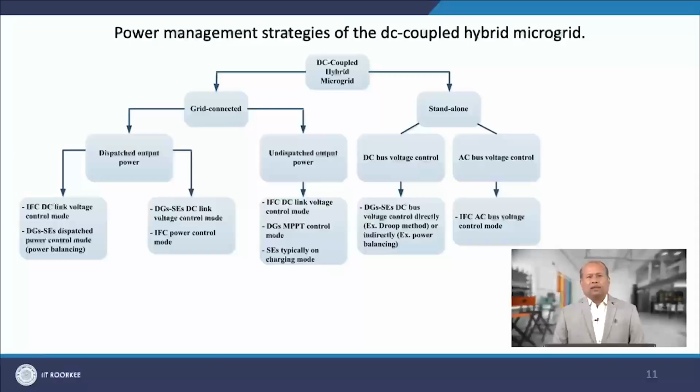The power management strategies in DC coupled hybrid microgrid are generally categorized based on operating modes such as grid connected and islanded mode. During islanded mode, the DC coupled microgrid operates in two scenarios which requires maintaining AC bus voltage or DC bus voltage. If the microgrid requires constant DC voltage, the distributed generations and energy storage regulate the DC voltage either through droop control or power balancing. Else, while the AC bus requires constant voltage and frequency, the interlinking converter regulates the AC bus voltage.